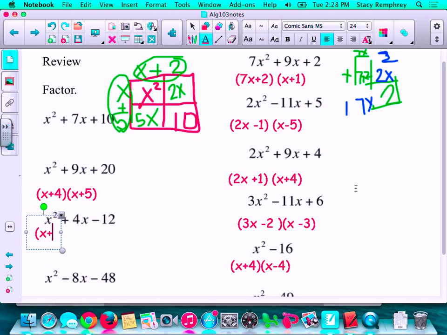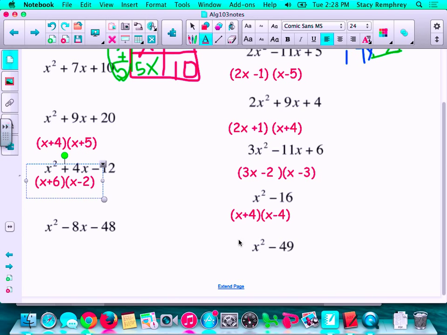I have x plus 6, x minus 2. I'll just read you the answers for the other ones. Down here, this will be x plus 7, x minus 7, and this will be x minus 12, x plus 4. Again, if you need help on this, look to Chapter 5 or come see me.